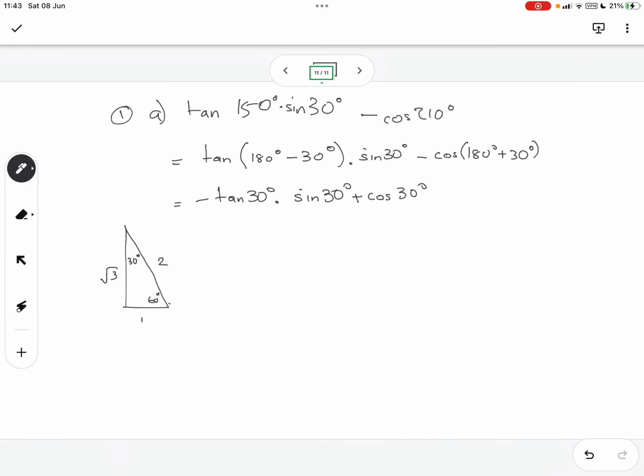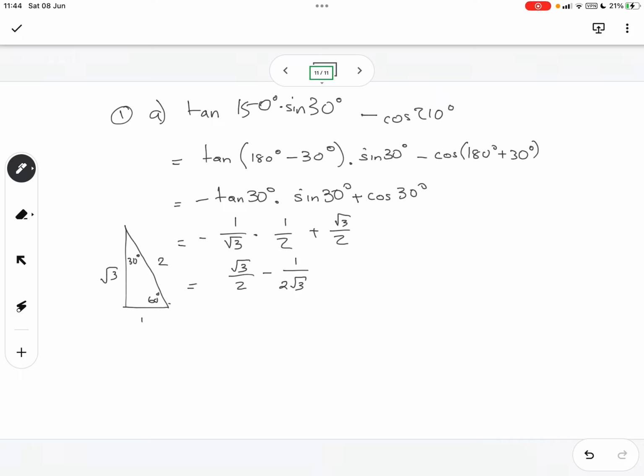You know what? We didn't even need to go that far. Because it's 30 degrees, we can go to the special triangle: 60 degrees, 30 degrees, sides 1, 2, square root of 3. Right? What's the tan of 30 degrees? It's opposite over adjacent, so it's 1 over square root of 3. What's sine 30 degrees? It's opposite over hypotenuse, it's a half.